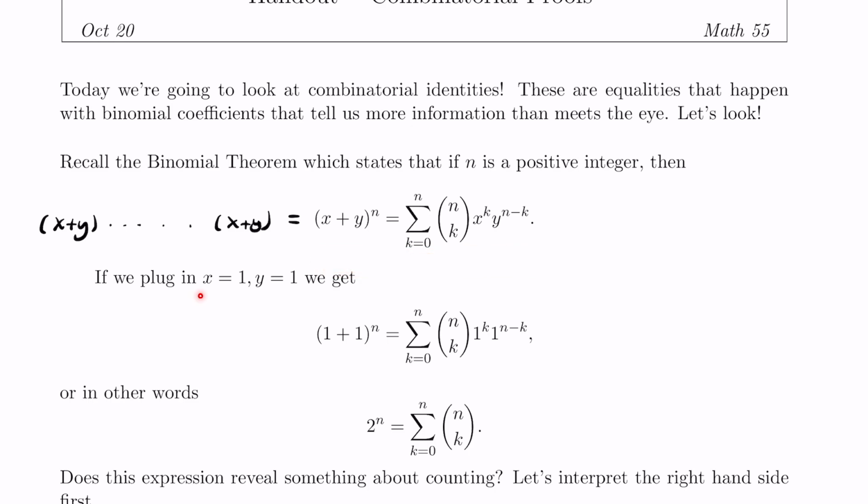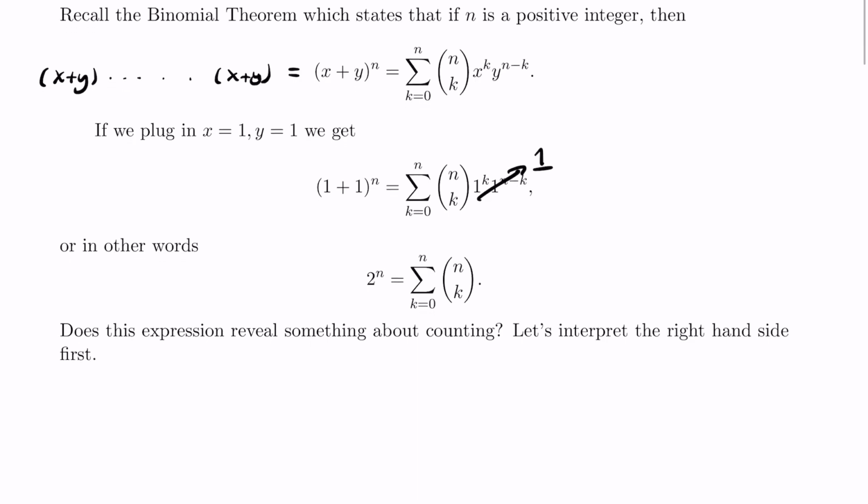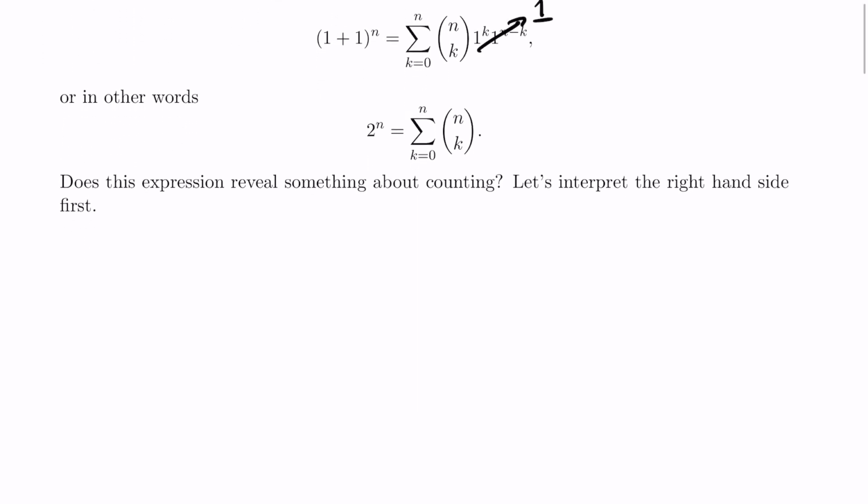Okay, so let's play around with this, manipulating it and maybe plugging in values. So let's look at what happens when you plug in x equals 1 and y equals 1. So on the left side, you'll get 1 plus 1 to the n. On the right side, you'll get the sum of these binomial coefficients with 1 plugged in here. So here, these will become just 1. And so you're left with 2 to the n equals the sum of the binomial coefficients. So does this reveal something about counting? Well, let's interpret each side and see if they actually count the same thing in two different ways, which then gives us this combinatorial interpretation of what this equality might mean.